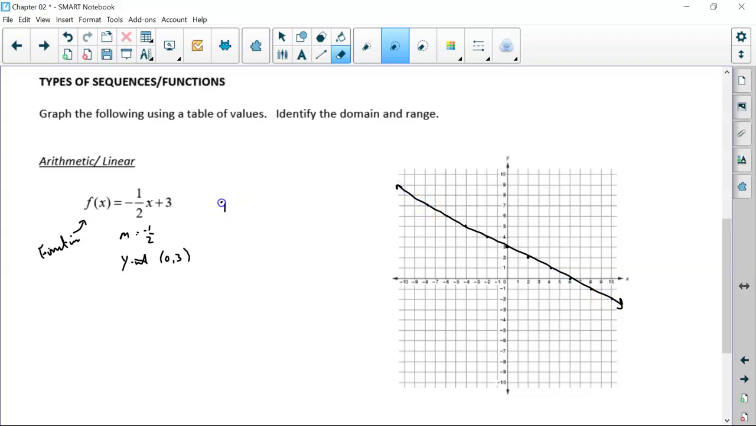Now, our domain for this function, we're going all the way left and all the way right, so it's all real numbers. Our range, since we're going all the way up and all the way down, that's also all real numbers. Now for additional practice, our x-intercept is going to be at 6, 0. You can see that right in the graph, and our y-intercept we already found is at 0, 3. Turning to the next page.